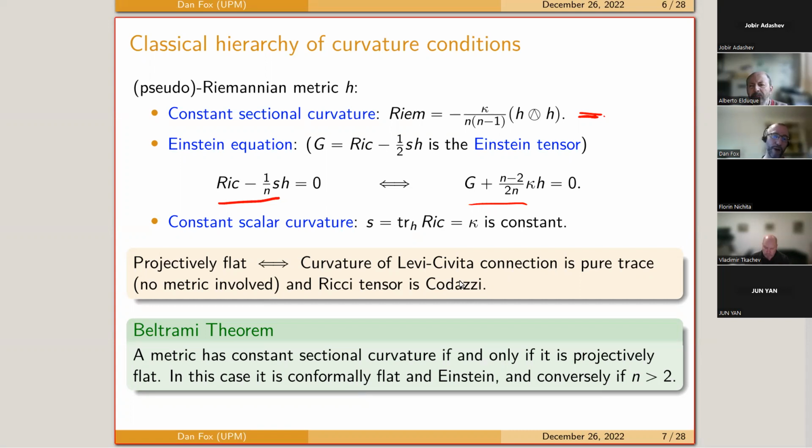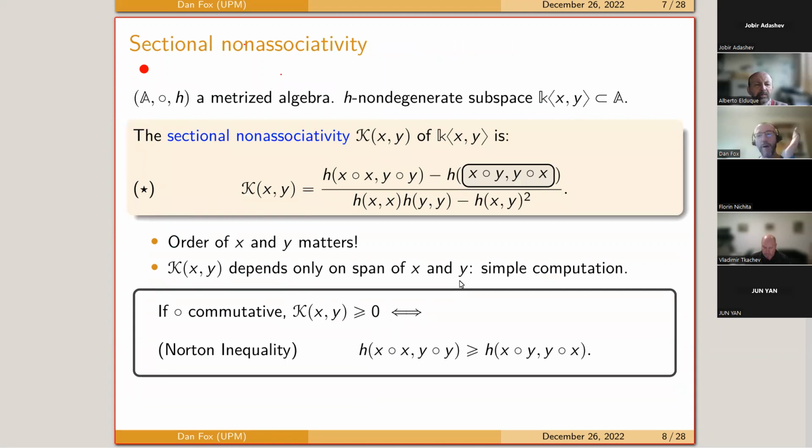I'm going to give some purely algebraic analog of this Beltrami theorem. First, I'm going to generalize what it means to talk about sectional curvature, and then I'm going to explain its relationship with the appropriate notion of projectively flat, at least in the case of commutative algebras. So let's see how this works. I'm going to give the definition of sectional non-associativity, and I'm not actually going to give full motivation. I have some extra slides at the end that I'll show if there's time. But I thought it was better to give the definition and go straight to examples, so that one can see that it's somehow motivated. So far, the motivations have been quite naive.